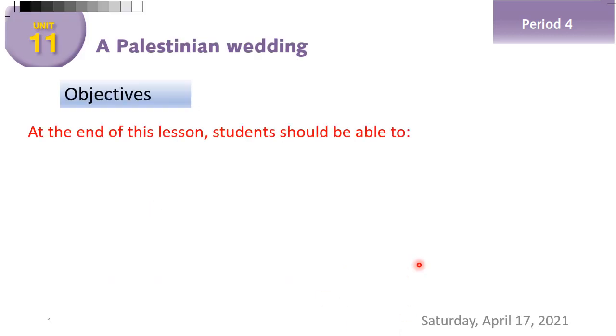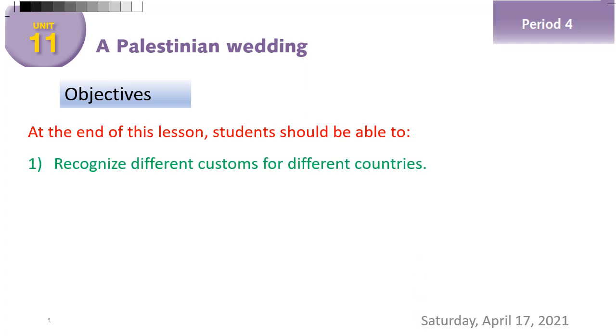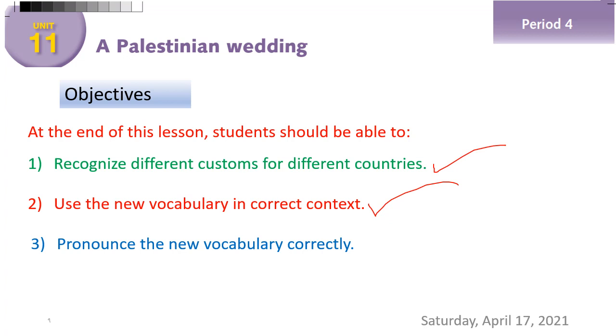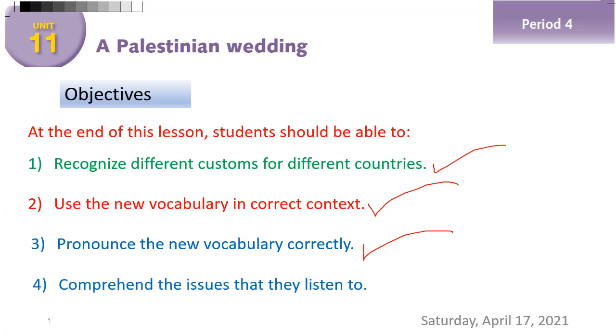Okay, now let's go to check our objectives again. At the end of this lesson, students should be able to recognize different customs for different countries. Yes, I believe we achieved this for Chinese, عرفنا ثقافة الصينيين, and Scotland, American, and a lot of countries. Okay, تعرفنا عليهم, and use the new vocabulary in a correct context. I believe yes, we did this objective, and pronounce the new vocabulary correctly. Yes, many times. We did it many times. And comprehend the issues that they listen to. I believe, yes, you should.